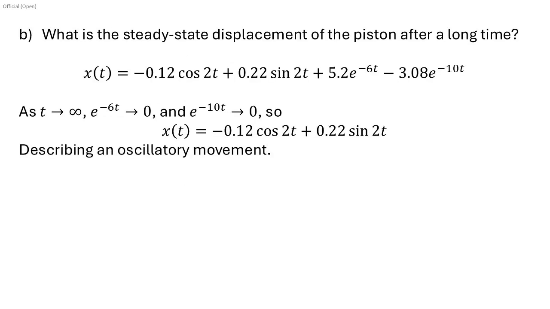Finally, it is required to provide the steady-state motion, or displacement, of the piston, that is when t becomes very large. When t becomes very large, that is, t tends to infinity, the term e to the power of minus 6t tends to 0, and the term e to the power of minus 10t also tends to 0. And so, x of t is left with a sine function and a cosine function. This describes an oscillatory motion.